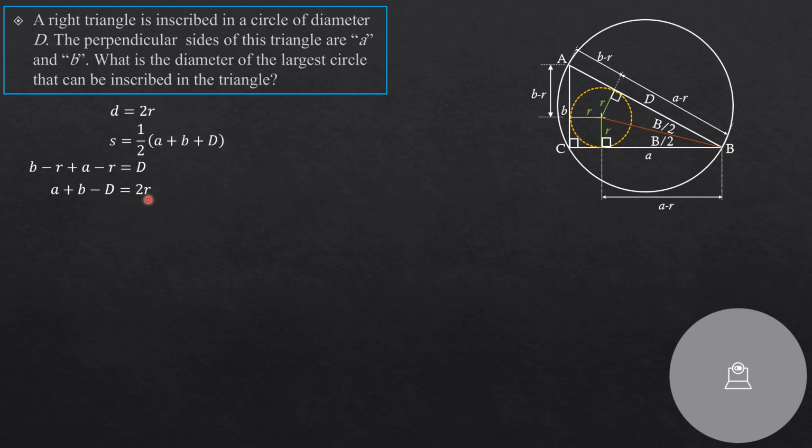And since 2R is the small d, that's now the expression for the diameter of the biggest circle that can be inscribed in this right triangle. So the answer, small d, is equal to the quantity A plus B minus D. So that's it for this problem.